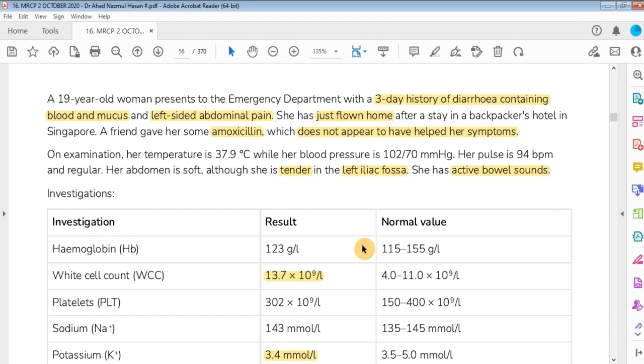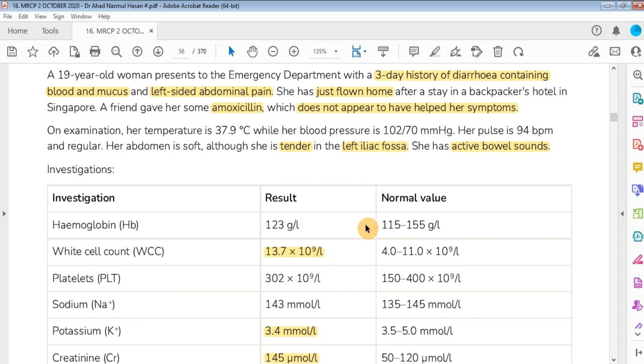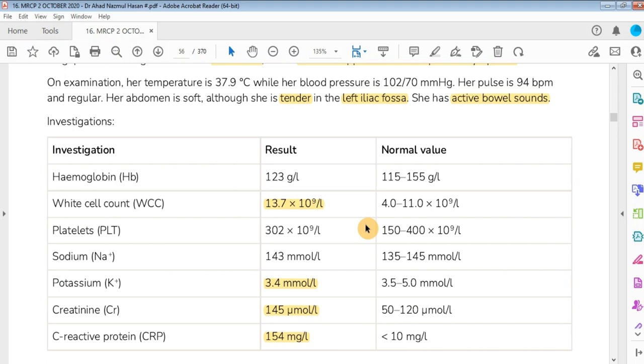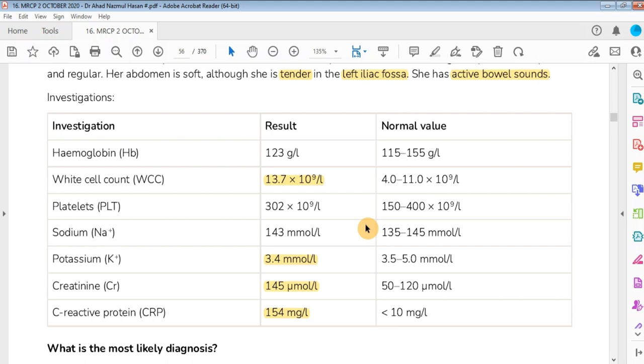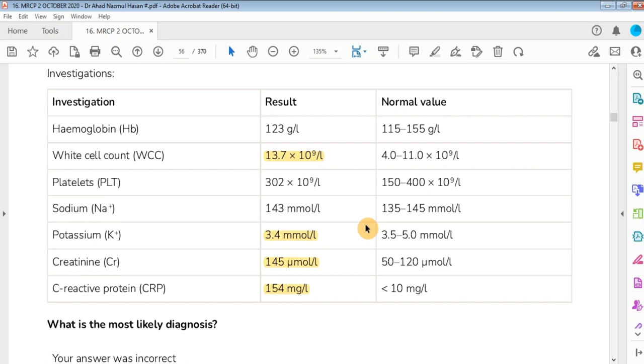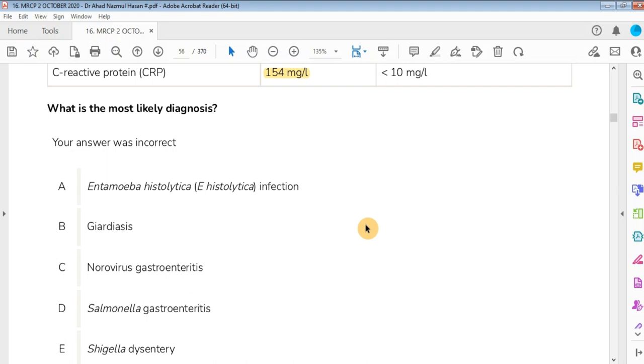On examination, temperature 37.9. BP is 102/70, pulse 94 and regular. Abdomen is soft, though tender in the left iliac fossa. She has active bowel sounds. Hb 12.3, TLC raised at 13.7, platelets 302, sodium 143, potassium slightly lower at 3.4, creatinine 145 raised, CRP raised at 154. So what is the most likely diagnosis?